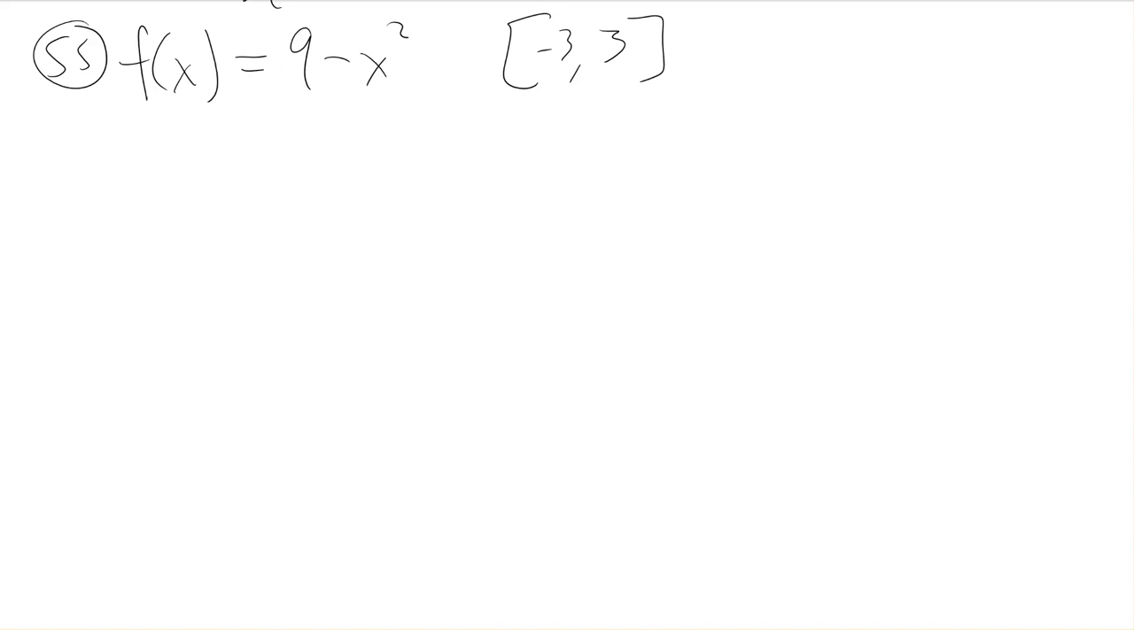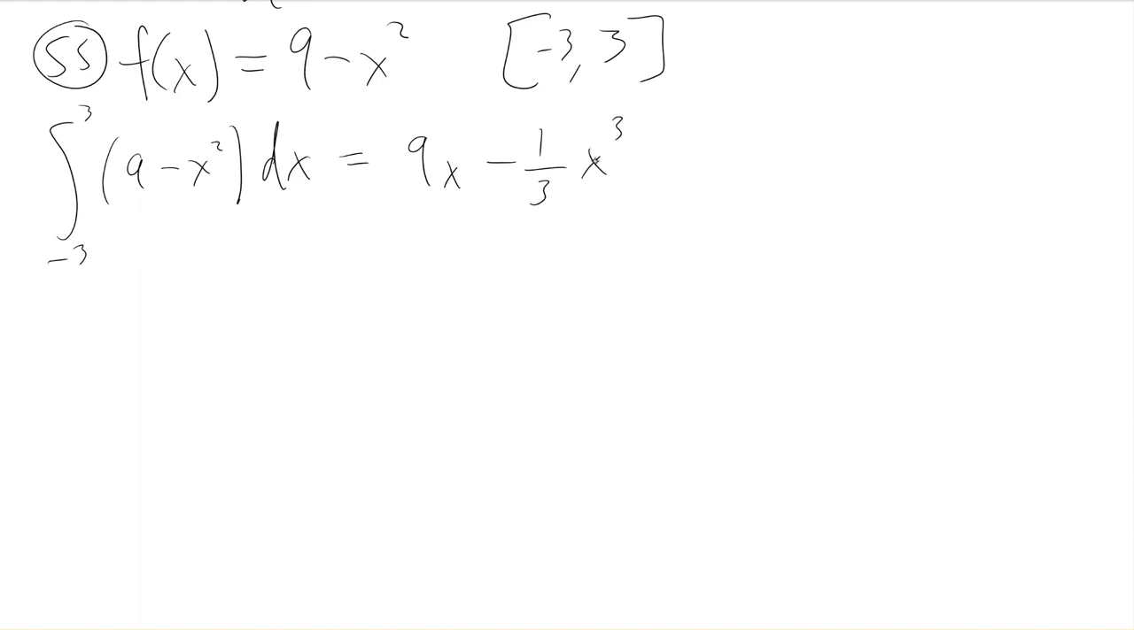Before I worry about the average value, first thing I want to do is just figure out the total area under that curve. So from -3 to 3 of 9 minus x squared. Let's see, 9x gives me a derivative of 9. Minus 1/3 x cubed gives me a derivative of -x squared. I haven't evaluated the -3 and the 3, so I have to put those in or it's not correct.